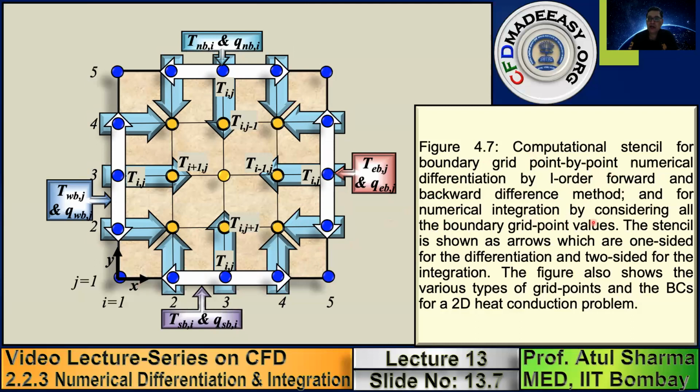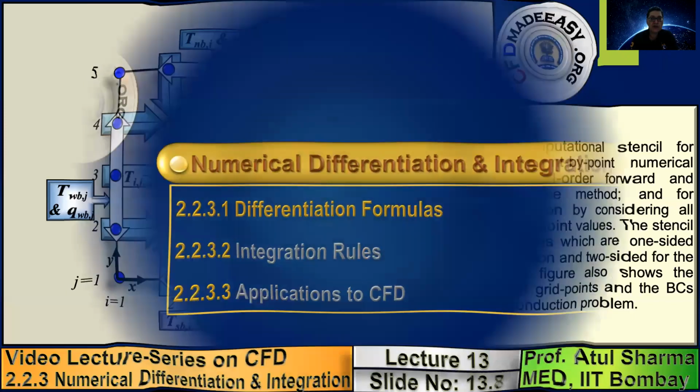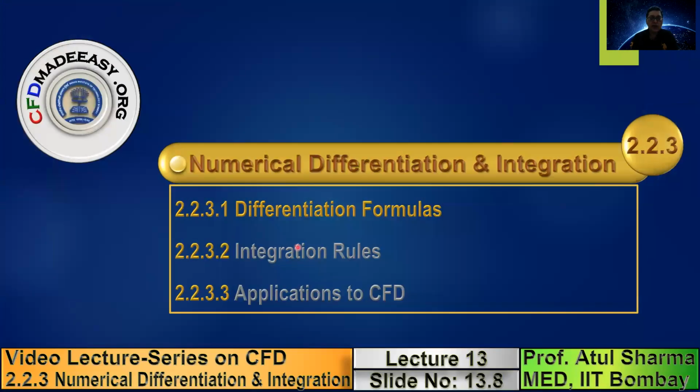And you use numerical integration by considering the boundary grid point values of the local heat fluxes. The stencil is shown as arrows which are one-sided for differentiation. These one-sided arrows are for differentiation, which are shown by blue color. And the two-sided arrow, which is shown by this white color, corresponds to the stencil for numerical integration. So that was the introduction to numerical differentiation and integration.